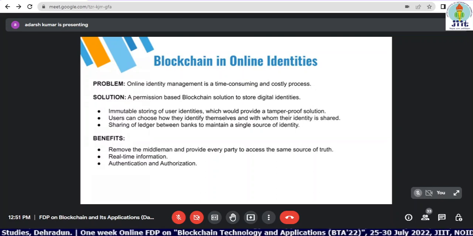So the user can choose how to share the identity and with whom it is shared. If you are part of a public blockchain network, you can share the identity with other public actors, and you can decide with whom you want to share based on the consensus.